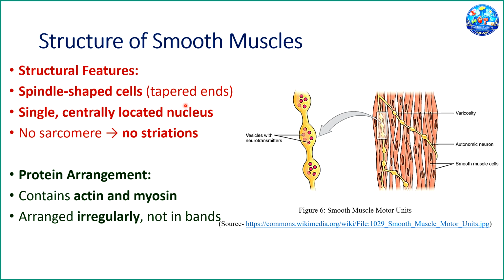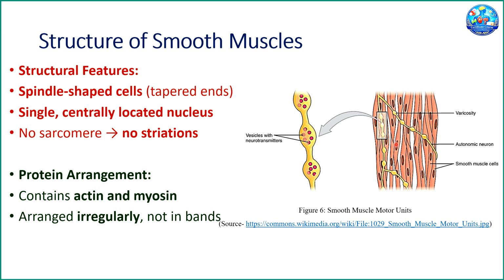Structural features of smooth muscles. As we see here, the smooth muscles are spindle shaped and they have a centrally located nucleus. This is a component of this one, wherein we are able to see the vesicles of neurotransmitters. So these are spindle shaped and the nucleus is centrally located.